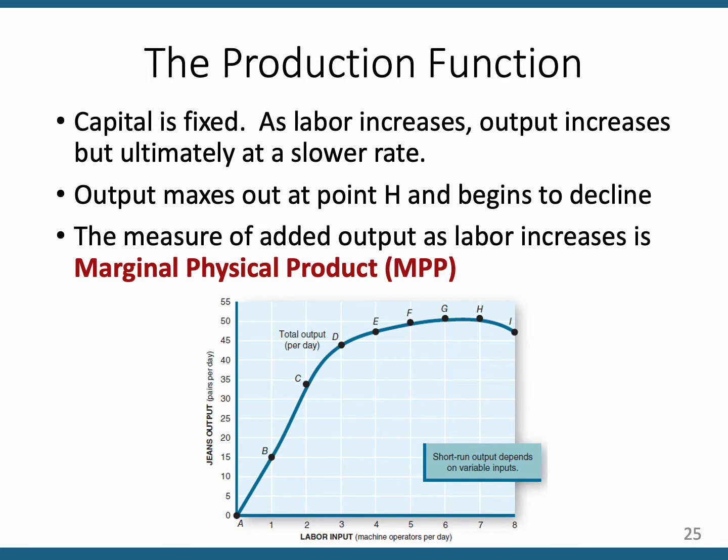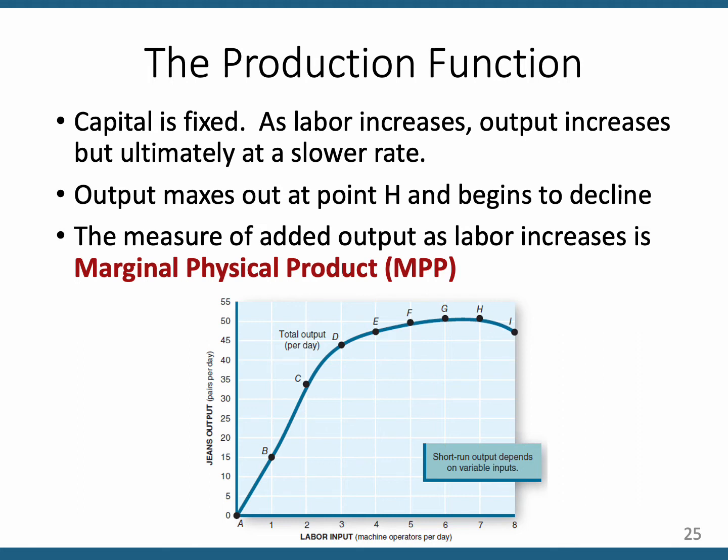And this is explaining that a little bit further. Capital is fixed. As labor increases, the output increases, but at a slower rate. The rate at which it's increasing is the marginal product. Output maxes out at point H. So when you go from 7 workers to 8 workers, output actually goes down. The marginal product of the 8th worker is a negative number.